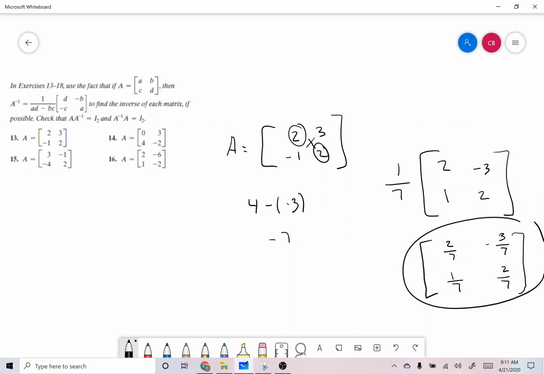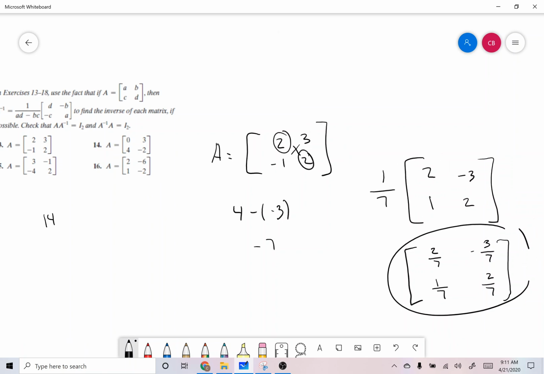If you want to check it, all you're going to do is multiply them together and verify it. That's what it says to do, but we're not going to do that step. We did that earlier in the video, if you want to try it. It should work out fairly nicely. You should be able to tell right away that it's equal to the identity matrix, 1, 0, 0, 1.